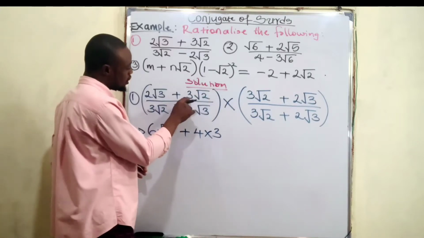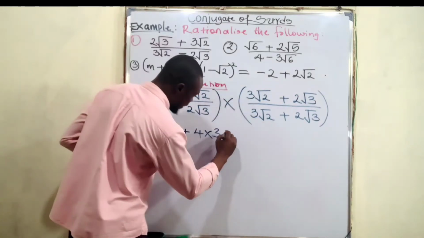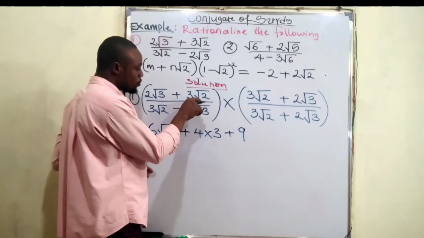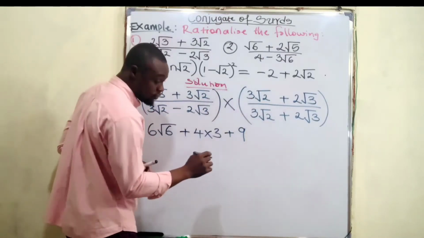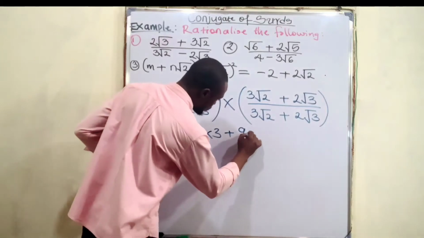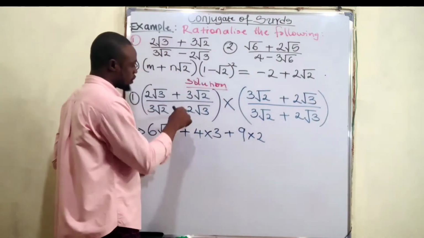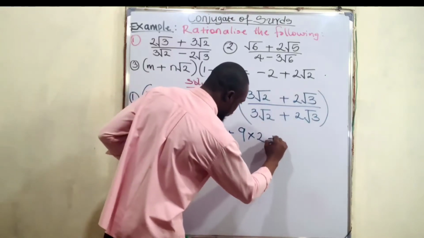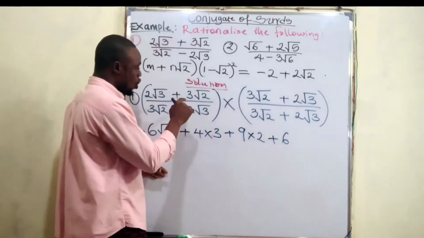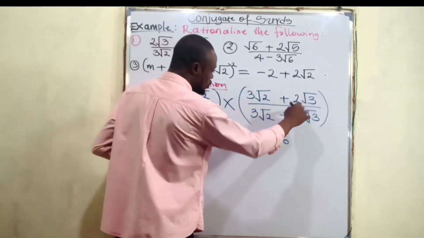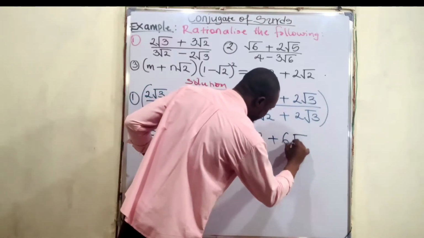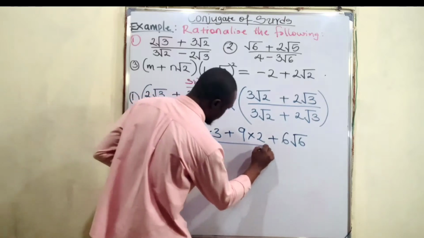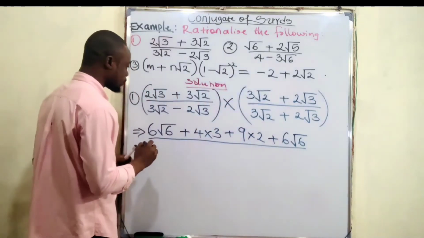Let's now move to this. Now 3 multiplied by 3 is 9. There's a plus, so we have 9. Also root 2 multiplies root 2, which gives us 2, times 2. Now 3 multiplied by 2 is 6. So I have a plus 6. Also root 2 multiplied by root 3 gives us root 6. So this is it. So I put my long division.